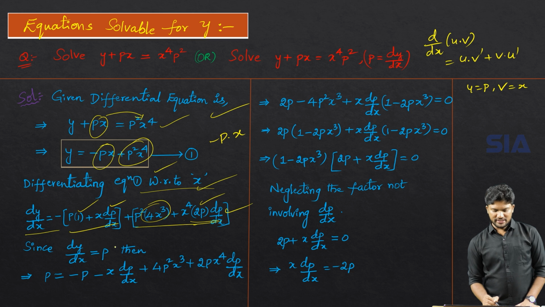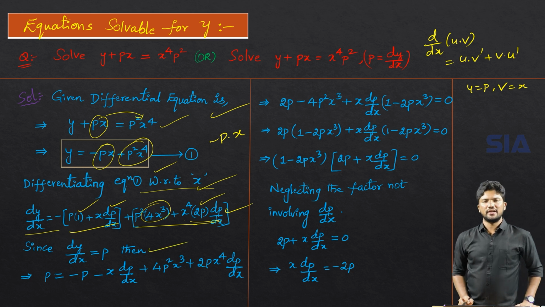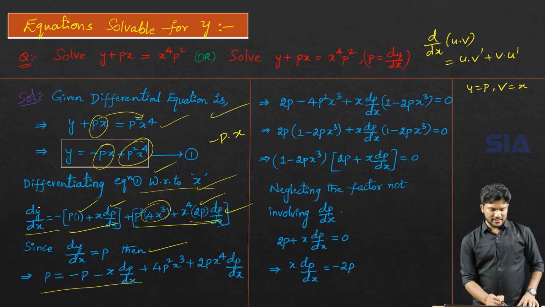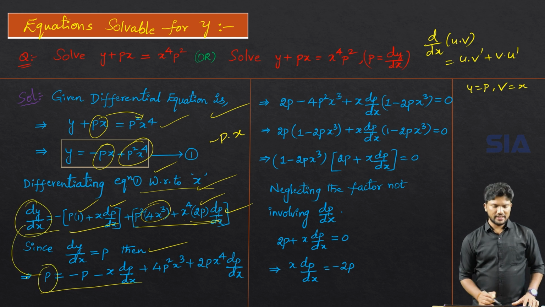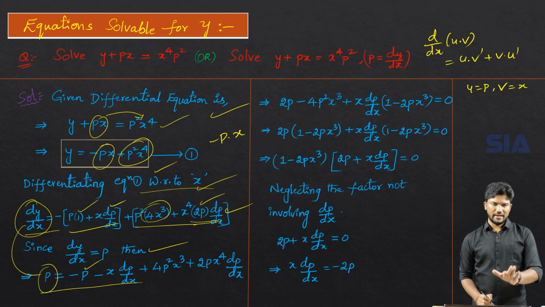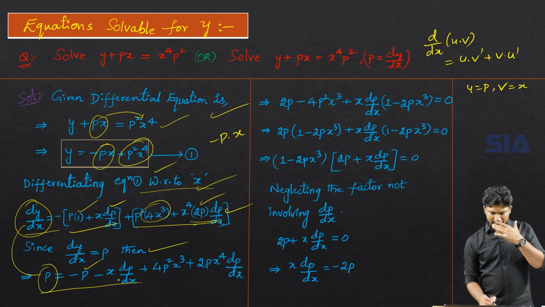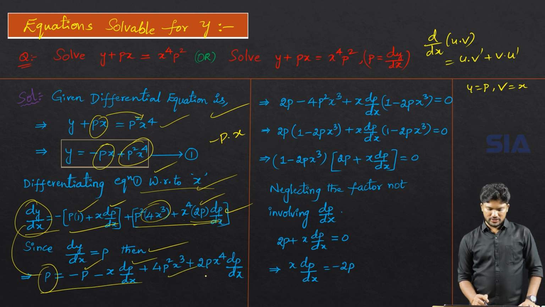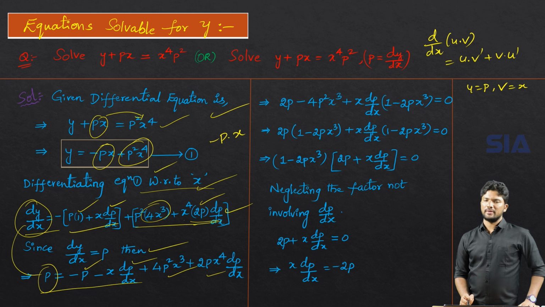Okay, since dy by dx is equal to p, substitute that value. In LHS in place of dy by dx you will get p equal to, in RHS minus p into 1 is p only, multiplied with minus, so minus p, minus x into dp by dx plus 4 p square x cube plus 2p x power 4 dp by dx.